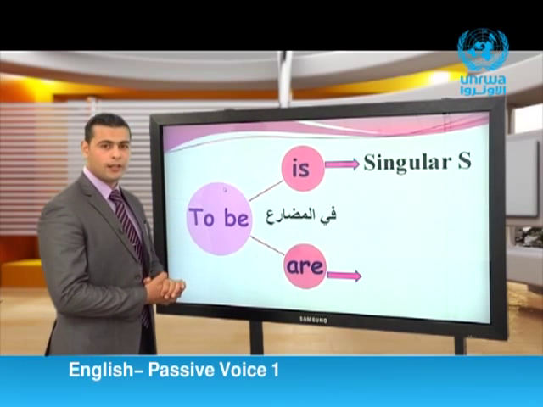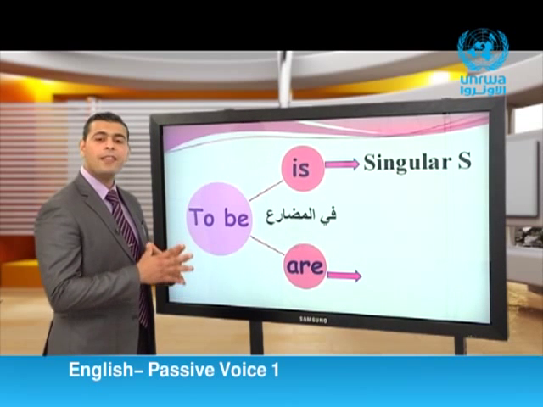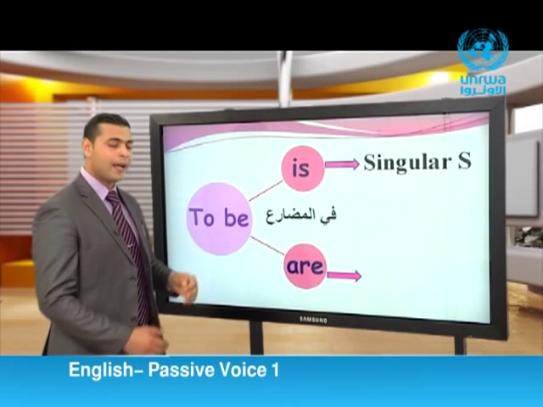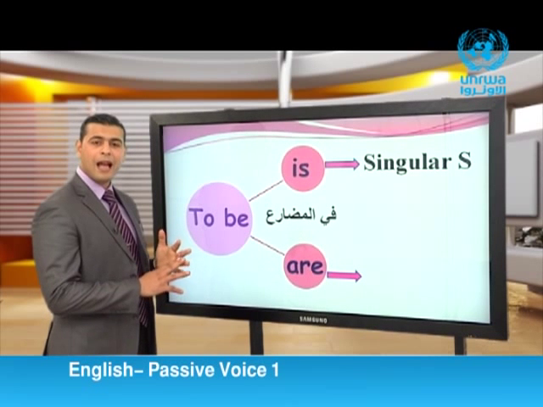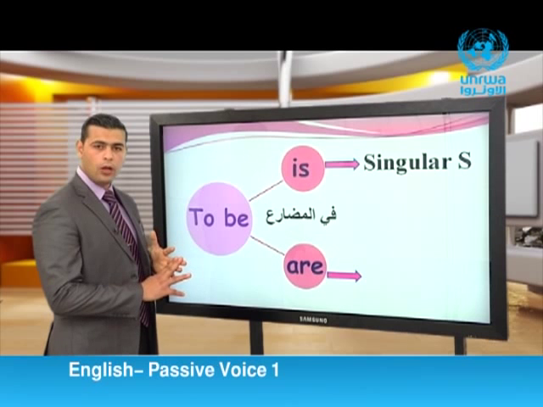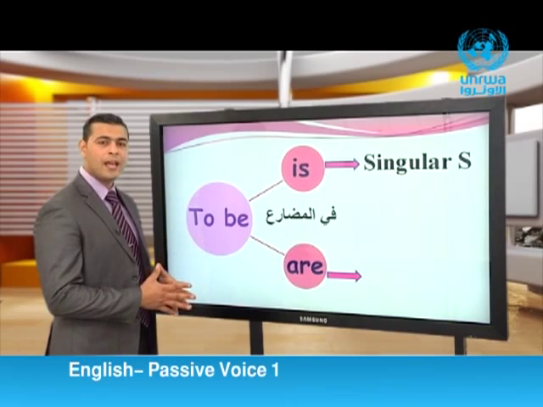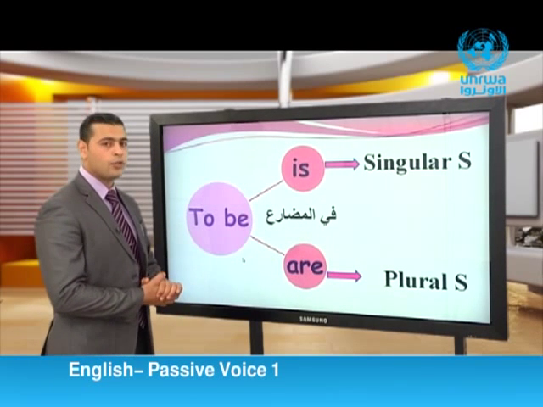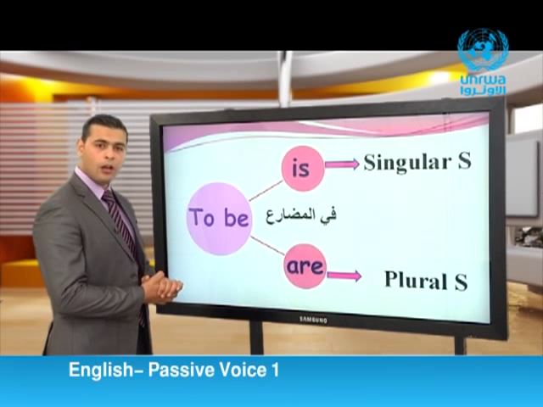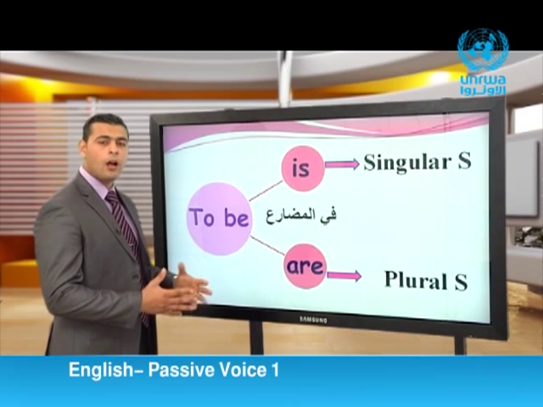with singular subjects. So again, if the subject is singular we use the helping verb is. For example, the room is, Ahmad is, the school is, etc. What about are? The helping verb are is used with plural subjects. For example: the rooms are.